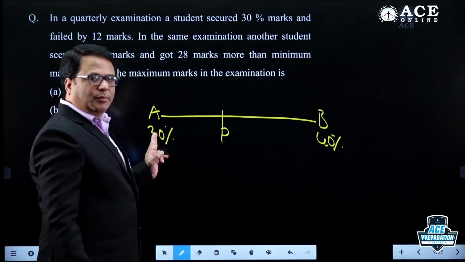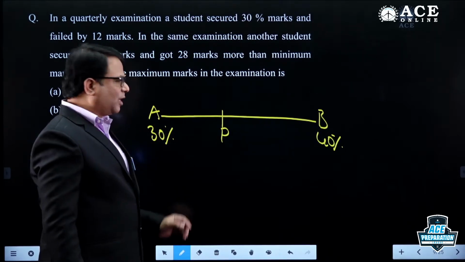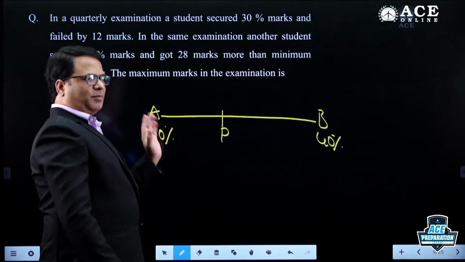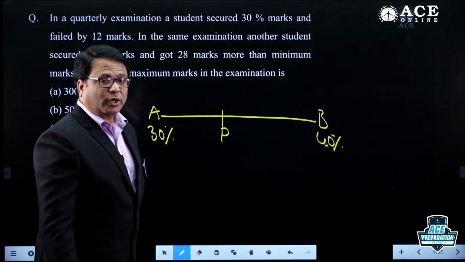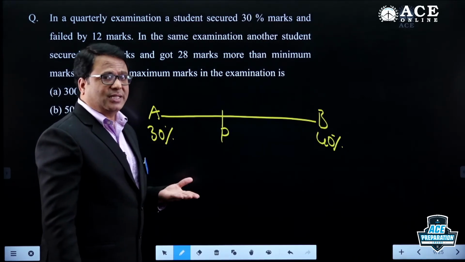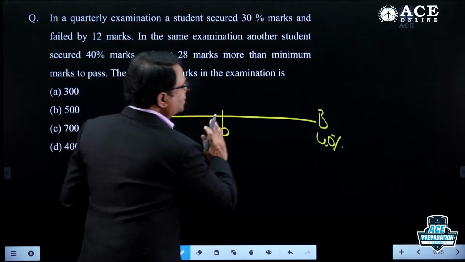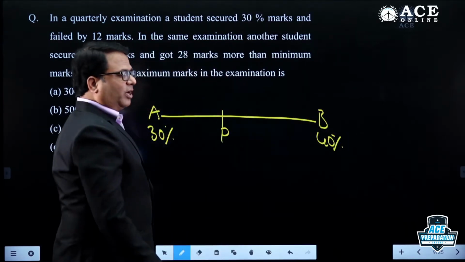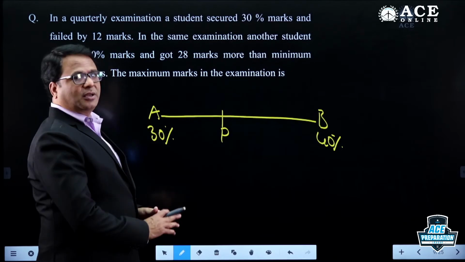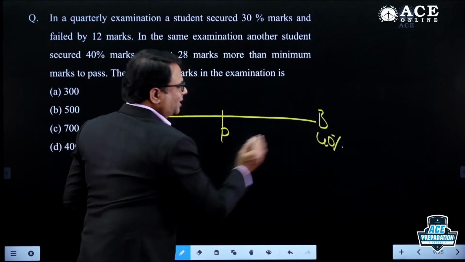So A scored 30% and is failing the exam, and therefore he is this side of the pass mark. B scored 40% and he is passing the examination, and therefore B is on this side of the pass mark. Failed students are this side of the pass mark. Passed students are this side of the pass mark.